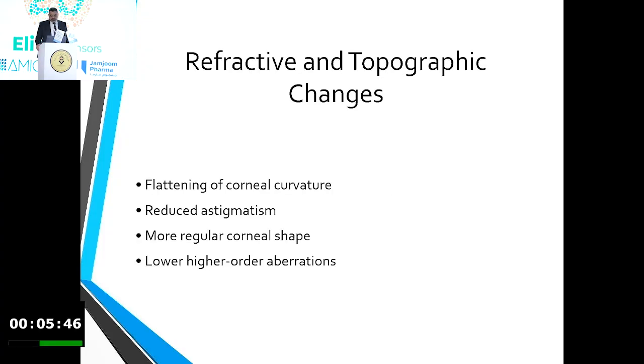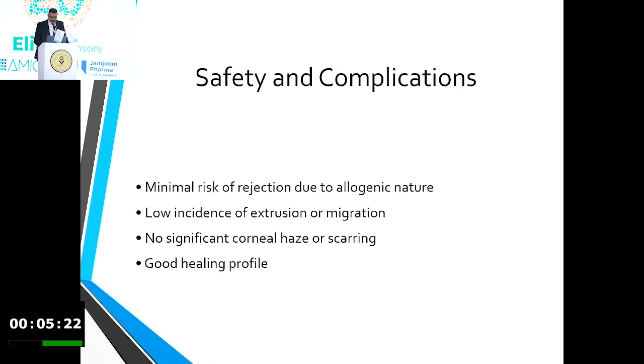The refractive and topographic changes: it flattens the corneal curvature, especially at the cone area. Till now, I'm not using double rings. Usually I put only one ring at the steep part of the cone. There is a more regular corneal shape after the surgery and lower higher-order aberrations.